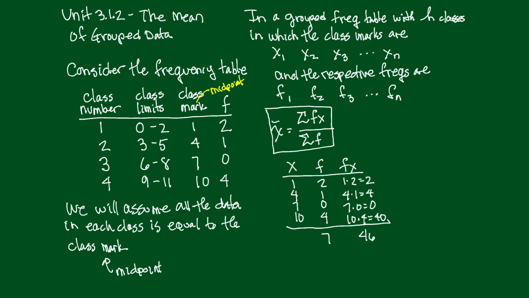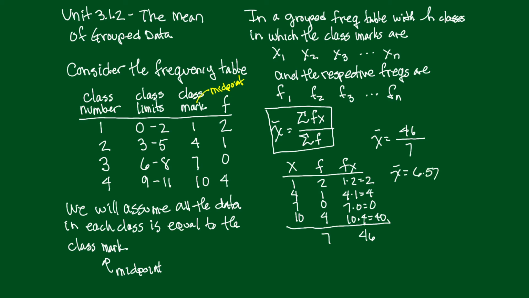Now here's what the formula says. X bar is equal to, what's that number right there? Add up the Fx's. 46. So we'll get a 46. Bottom number, add up the F's. I did that. I got a 7. So on my calculator, I did that. I got 6.57.